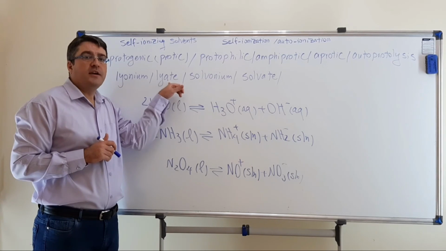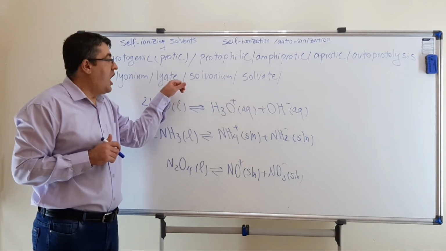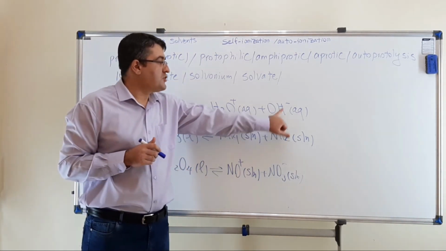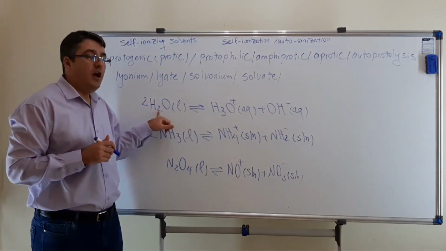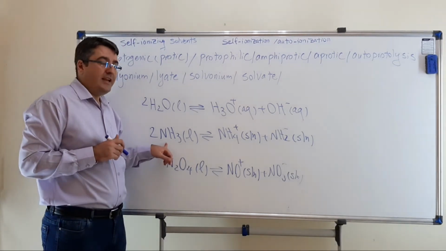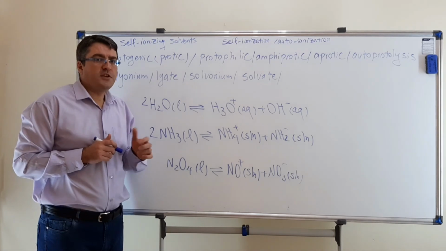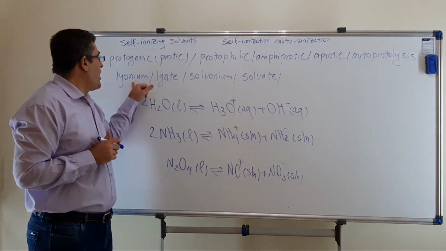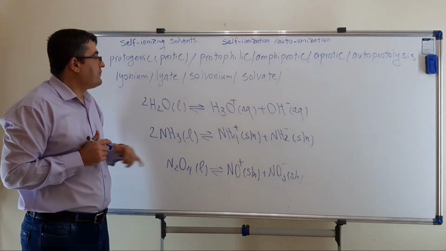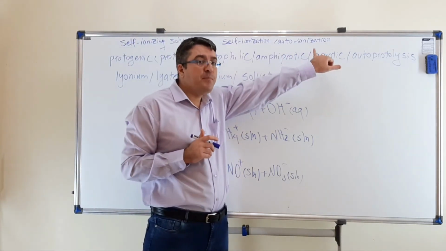Lyate is the anion produced by hydrogen or proton removal of a solvent molecule. For example, OH minus is the lyate of water. NH2 minus is the lyate of NH3. In other words, we can say that lyonium and lyate are general terms for characteristic cations and anions in the case of amphiprotic solvents.